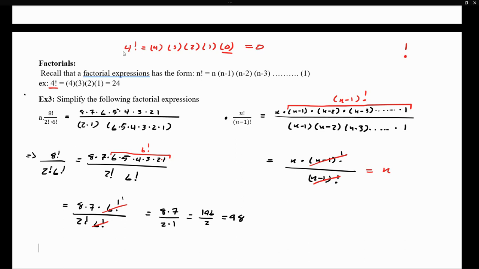So I hope that this lesson was helpful. And again, this lesson was just to refresh your ideas when it comes to sequences and a little bit of factorials at the end.